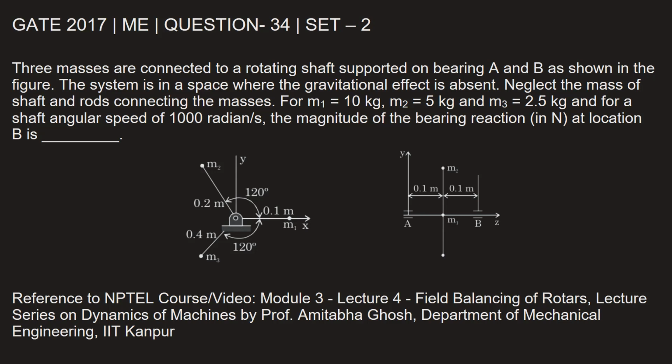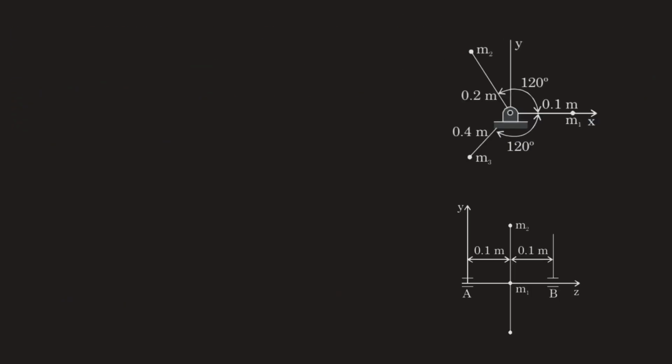For M1 equal to 10 kg, M2 equal to 5 kg and M3 equal to 2.5 kg, and for a shaft angular speed of 1000 radian per second, the magnitude of bearing reaction in Newton at location B is dash. Let's find out. Let's write down the given things first. We'll list the masses. M1 is given to be 10 kg, M2 is 5 kg, M3 is 2.5 kg. Then we have angular velocity omega of the shaft, given as 1000 radian per second.